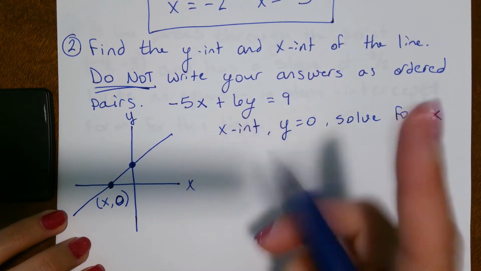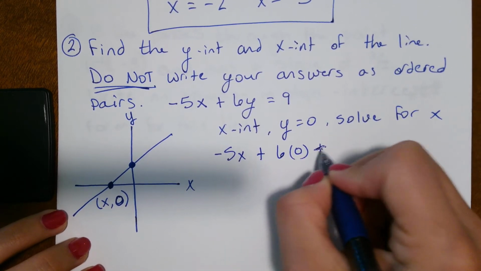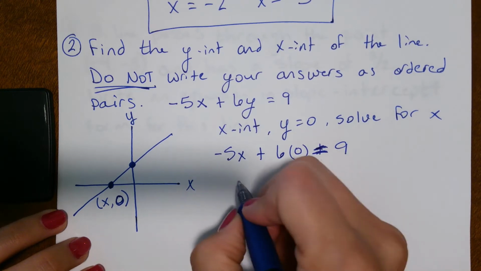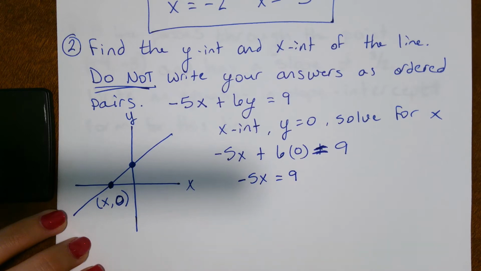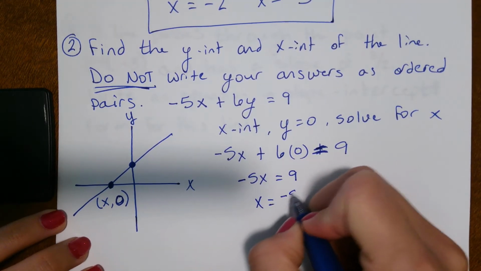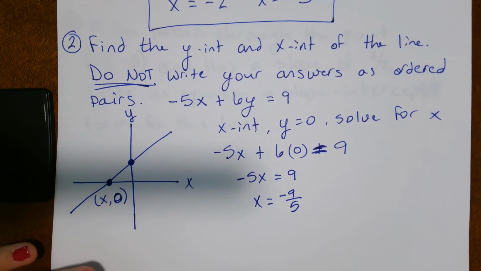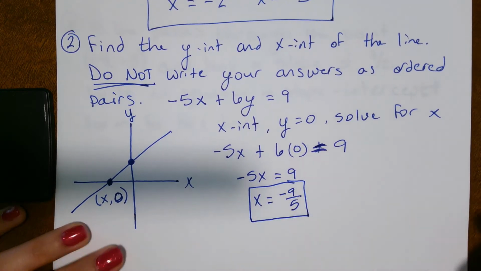I'm going to plug in 0 for y, so I get -5x plus 6 times 0 equals 9. 6 times 0 we know is 0, so I get -5x is equal to 9. Divide both sides by -5. One of the very first sections we did was solving linear equations, which is just what we're doing. So dividing both sides by -5, I get x is equal to -9/5. 9 and 5 don't have any common factors, so this is in simplest form. So what is wanted is this right here, -9/5.